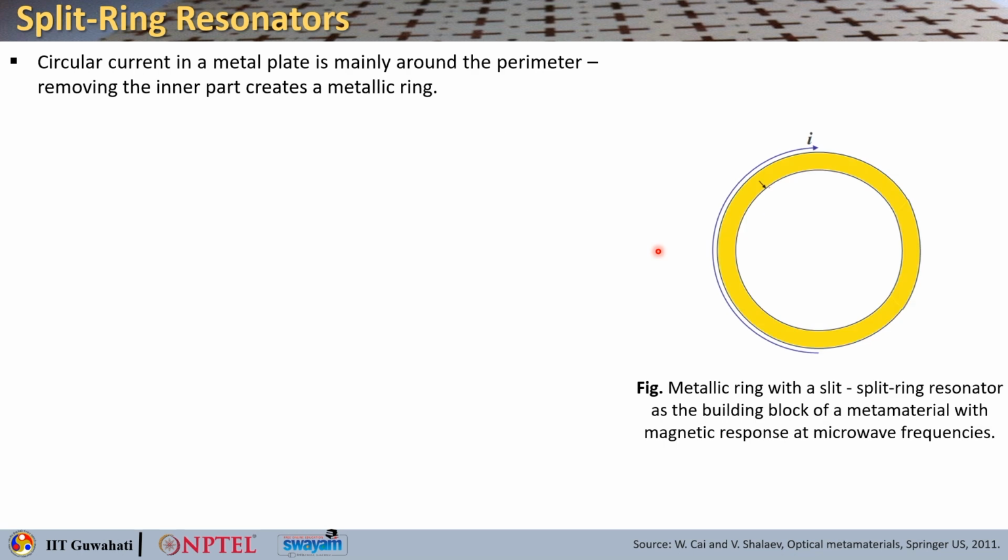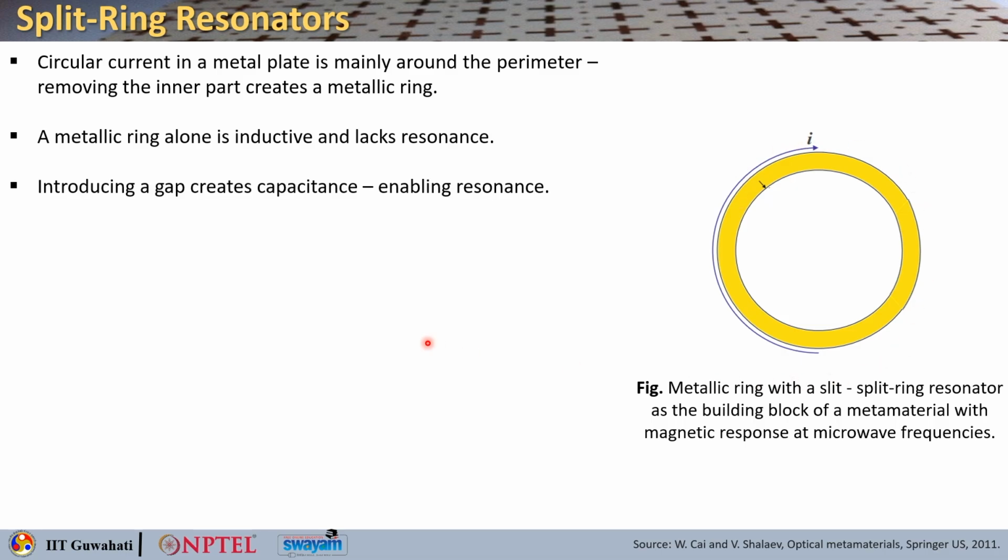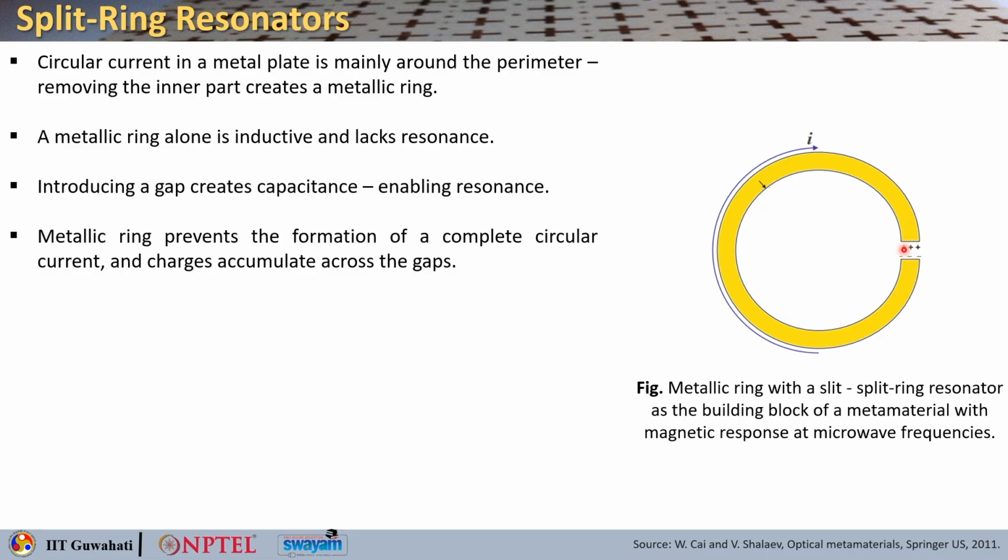Now, the circular current in a metallic plate, you will see that it is mainly around the perimeter. So, you can safely remove the inner part and create a metallic ring. Now, if you think of the metallic ring alone, that is inductive, and it lacks a resonance. So, if you introduce a gap in this ring, that can introduce capacitance and you have L and C. So, you can enable resonance.